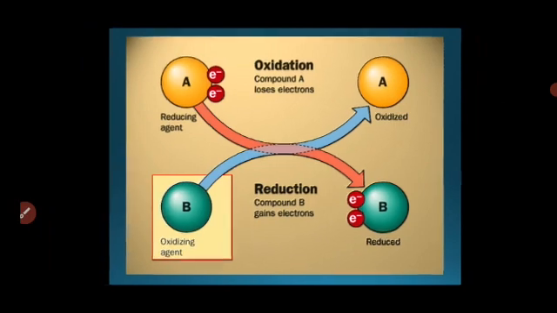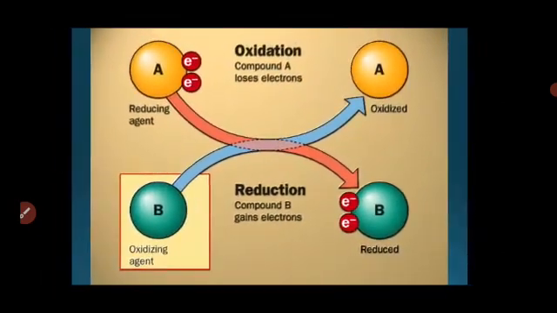Now in this pictorial form you can identify that compound A loses the electron to B, hence it acts as the reducing agent, and itself it gets oxidized. B is the electron acceptor, gains the electron, and hence it is the oxidizing agent, which itself gets reduced.